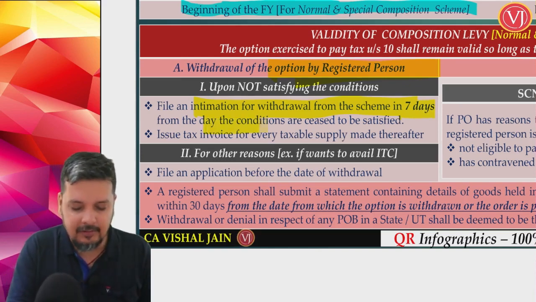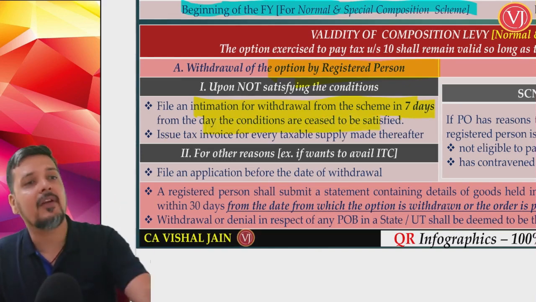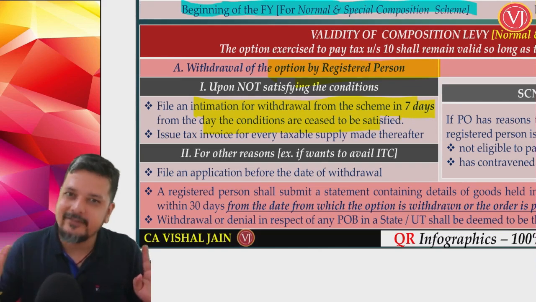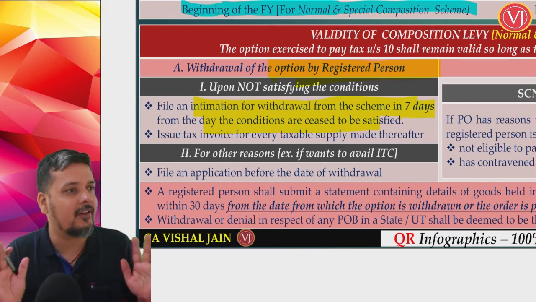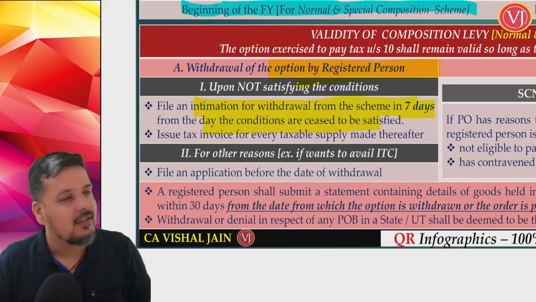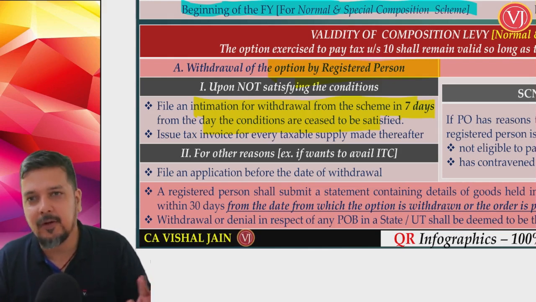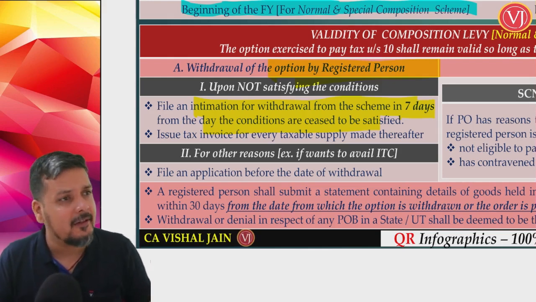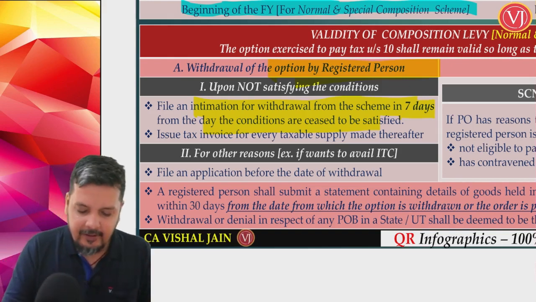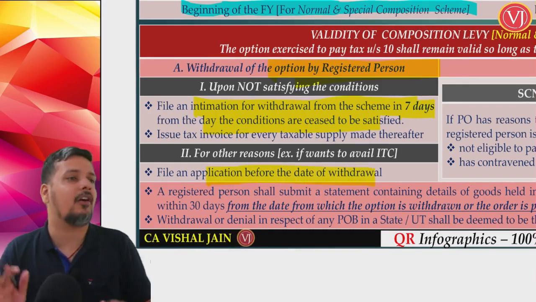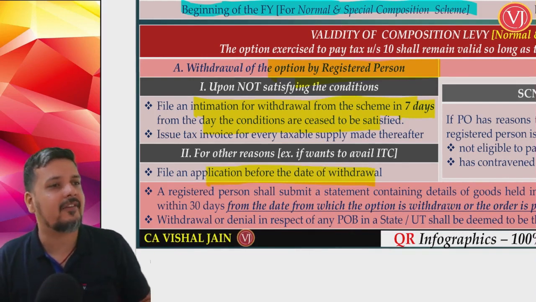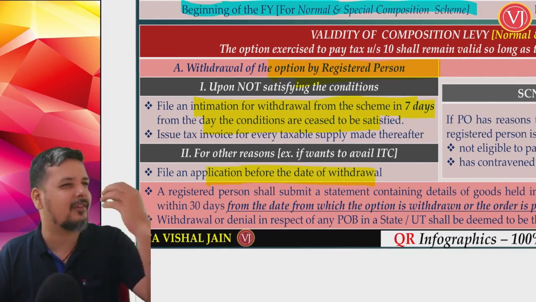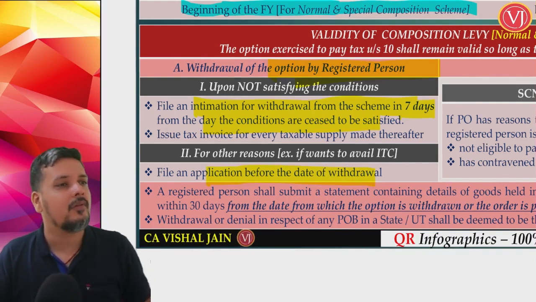I have to give intimation within 7 days. Even if I don't give intimation within 7 days, I'm outside. The 7 days is no more significant. Technically I'm outside. Second, I am eligible for composition scheme, but I don't like composition scheme. I find it disadvantageous. I cannot take credit. So I think no, this is waste of time. I'll go to regular scheme.